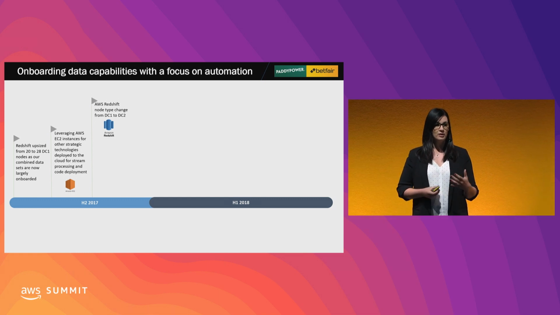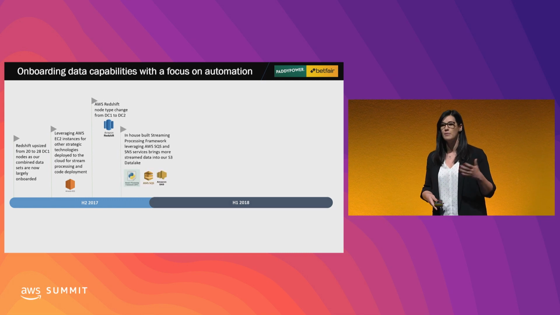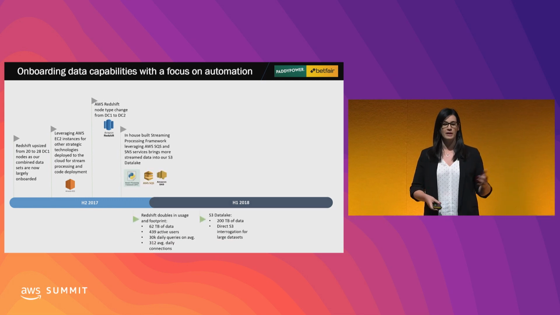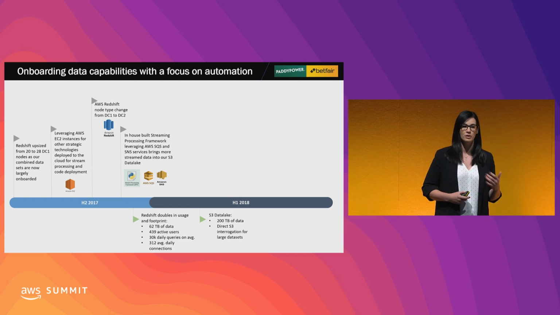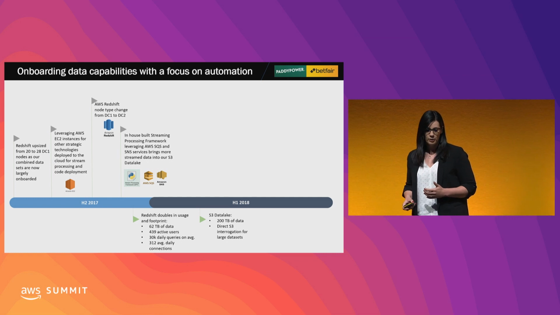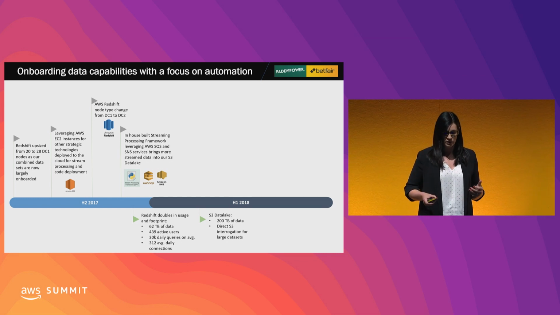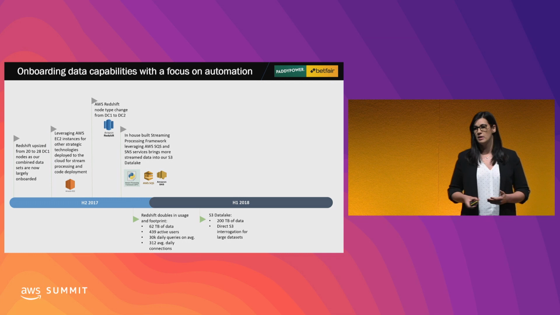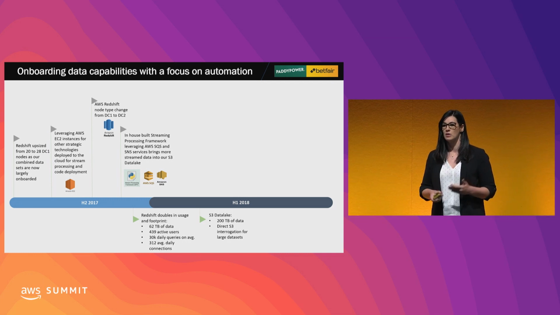At this point, with the node type change, we have seen a significant increase in the usage of our platform. We were now at 62 terabytes of data, about 439 active users, and about 30,000 daily queries versus the 19,000 you were seeing earlier.